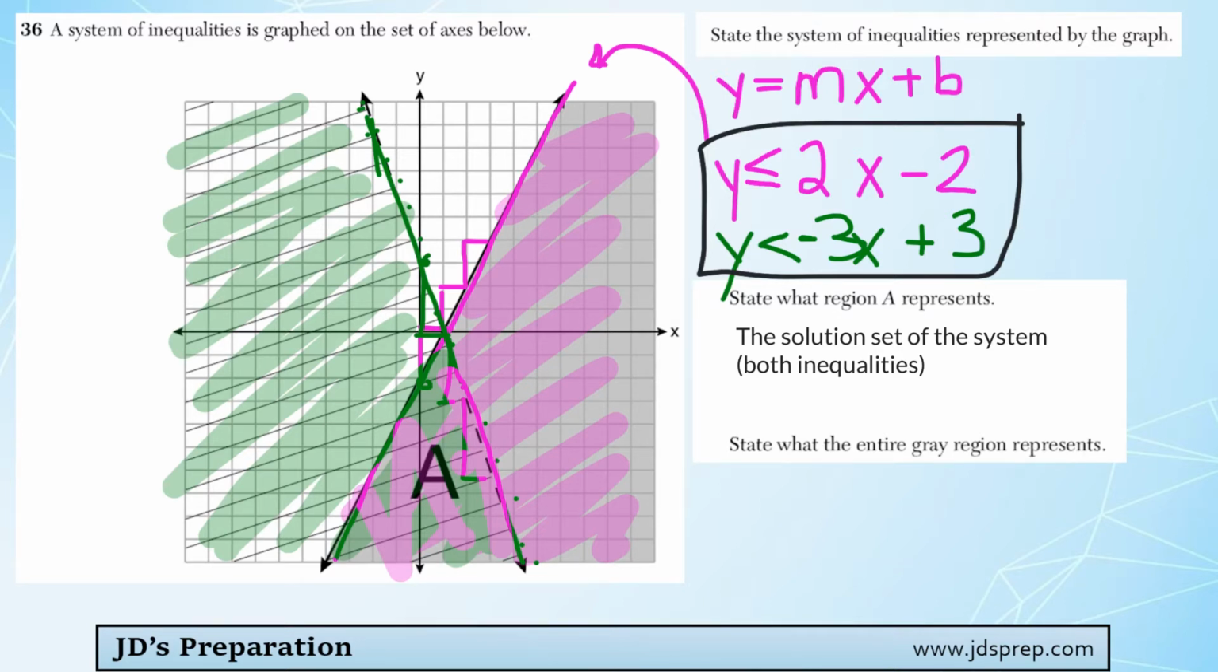Last part of the question is asking us to state what the entire gray region represents. So the gray region is what I highlighted in purple. So that would be the solution set of just the inequality of y is less than or equal to 2x minus 2, what I wrote down in pink there, or purple. All right, and that covers everything for this question.